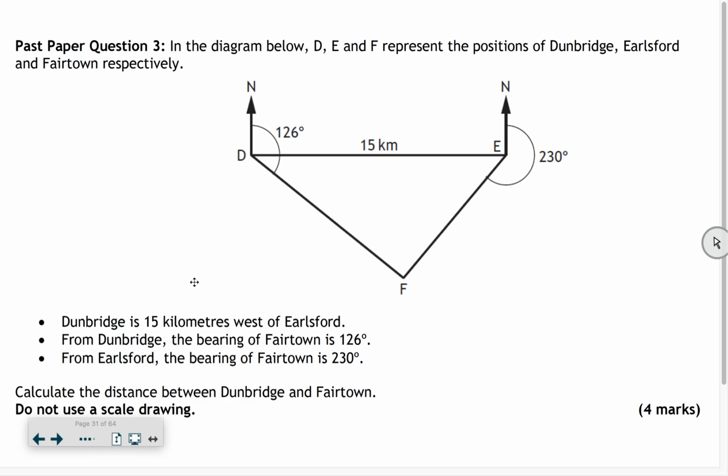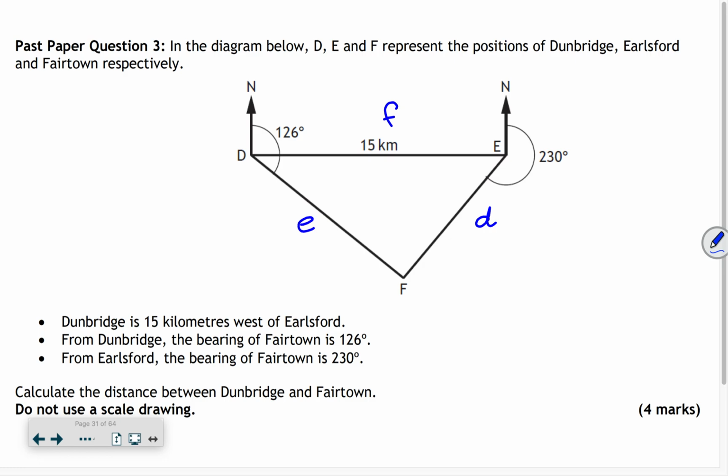Okay, so let's start by labelling our triangle. This is going to be side D, this will be side E, this will be side F. The distance from Dunbridge to Fairtown, I want to work out the size of side E. Now, the issue that we have here is we don't seem to have any angles within the triangle. So we're going to have to use the clues that we have in terms of the bearings and also read what is getting said here. There's something specific about the first bullet point.